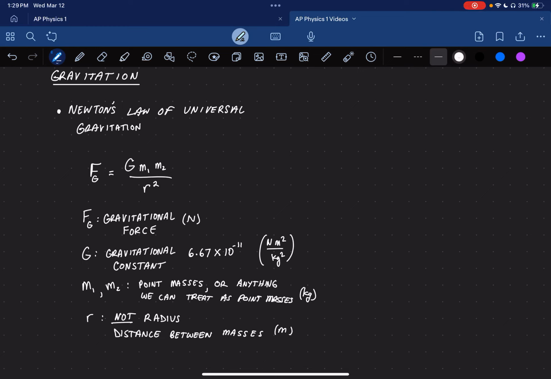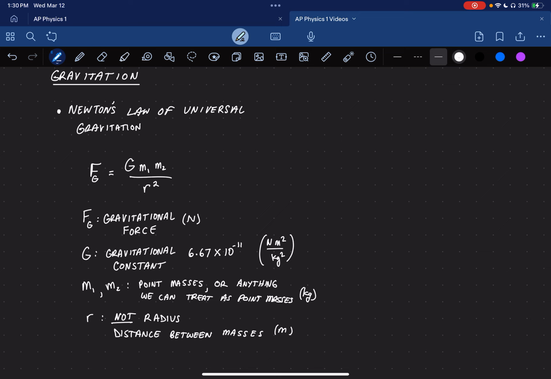This is universal gravitation. This is Newton's law of universal gravitation. Newton determined this relationship here. What he said was, in the universe, objects put an attractive force. So one object puts an attractive force on another object.